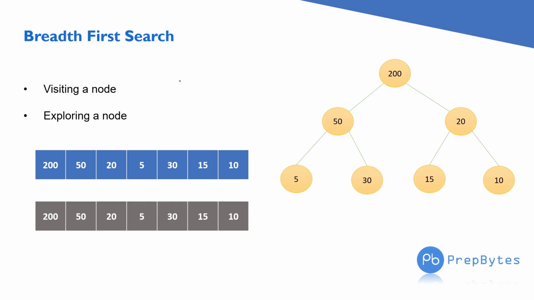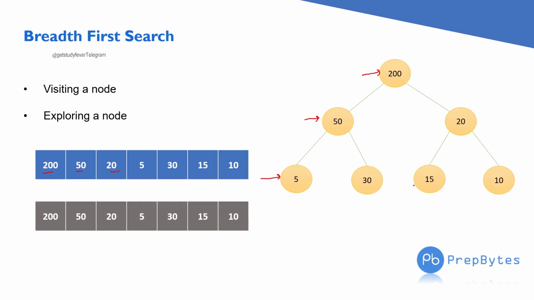As you can see, first 200 is printed, so the visiting array means we are printing it. Then 50 is printed, then 20 is printed. So we are going level by level. First this is printed, then this level's elements, 50 and 20, then the last level's elements, 5, 30, 15 and 10. This happens in breadth first search.